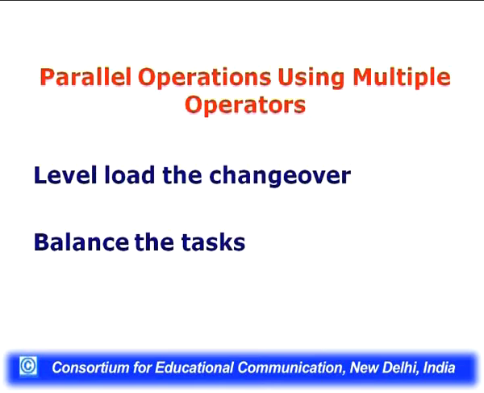Parallel operations using multiple operators. Here the suggestion is to do a lot of jobs parallelly and simultaneously. Instead of doing the jobs in a sequence one after the other, try to make the jobs in such a way that they can be handled parallelly, 2 or 3 jobs being done at one point of time so that the total time required for completing the changeover is reduced. Level load the changeover and balance the task.